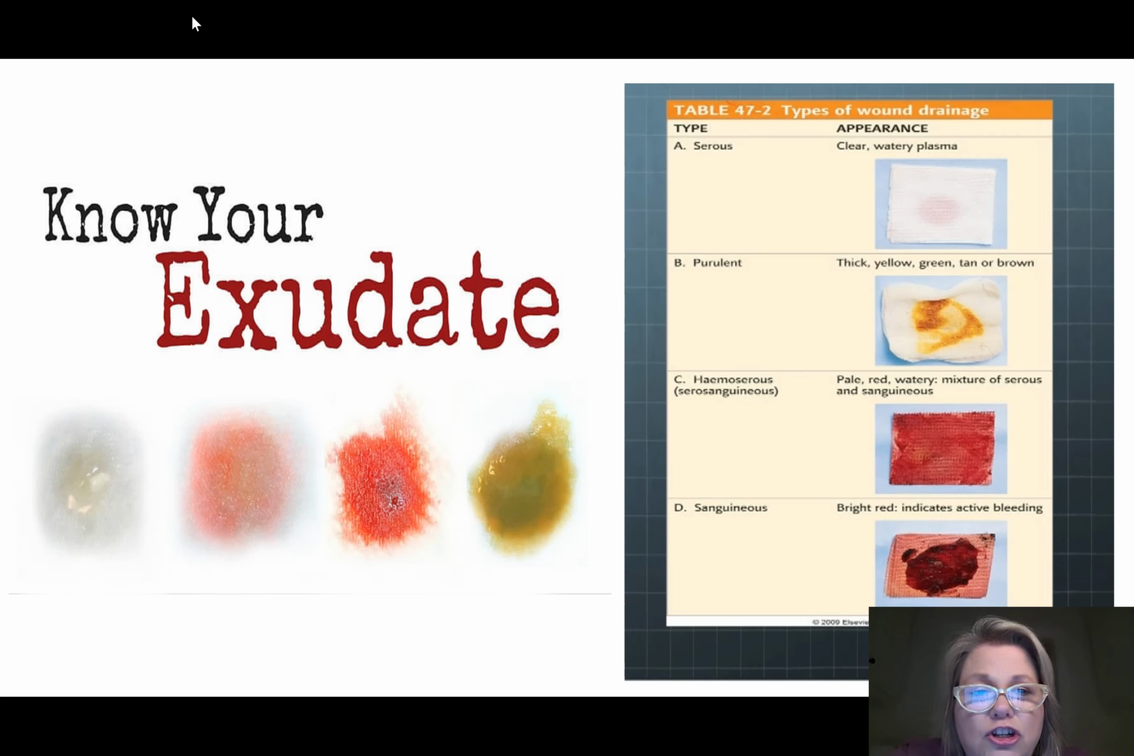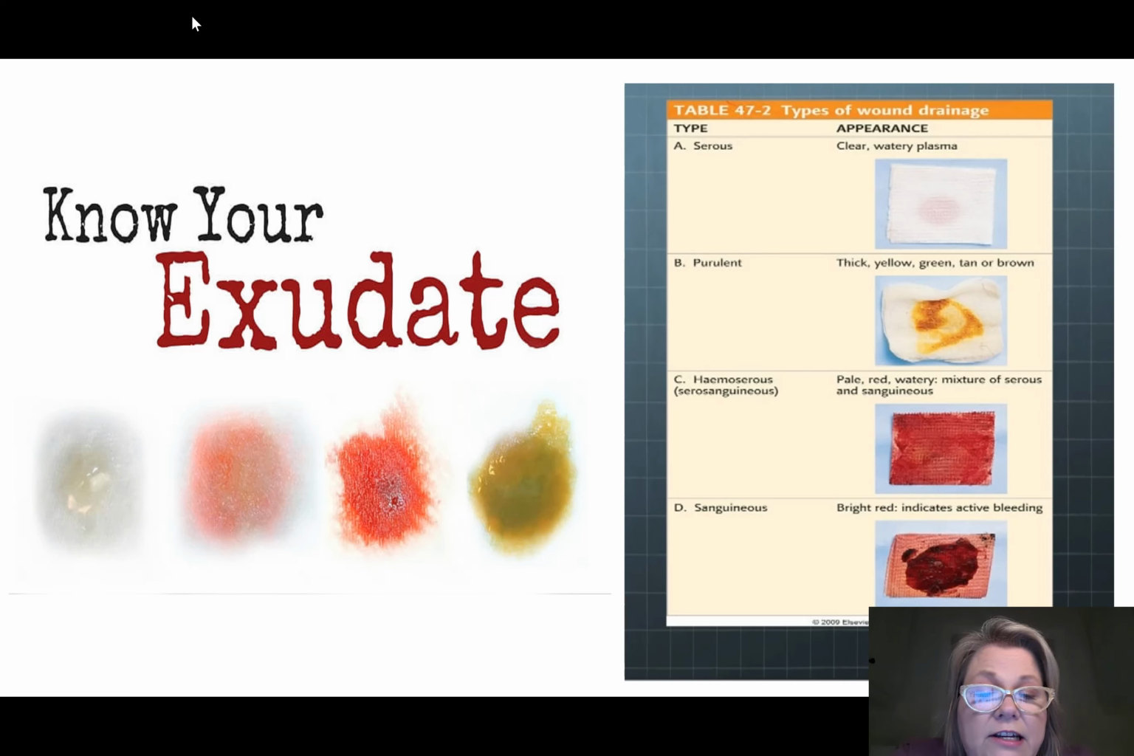And it kind of gives you an idea. So when you're looking at the patient's dressing, is it serous? Is it clear? You can see it's kind of a pinkish tinged. B is purulent, which means it's this kind of thick yellow, green, tan, or brown, and that looks kind of like pus, but it's called purulent. Serosanguinous is, again, remember, a mixture of your serous and your sanguinous, and it's a pale red, watery mixture.